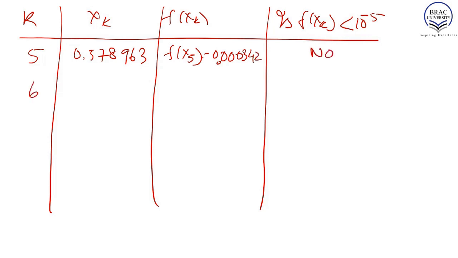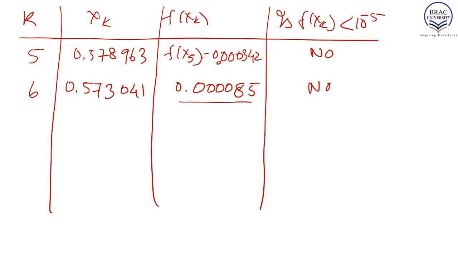And then the sixth iteration point, so here it will be 0.57305, and f of x6 will be 0.000085. You can see we are getting close, but remember this one number, when you round it off, is 9 times 10 to the power minus 5, so it is 9 times higher than the bound, so it is still no.